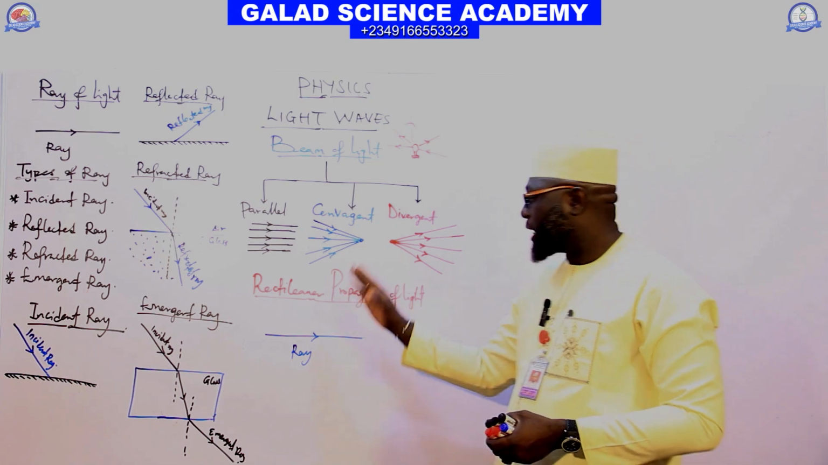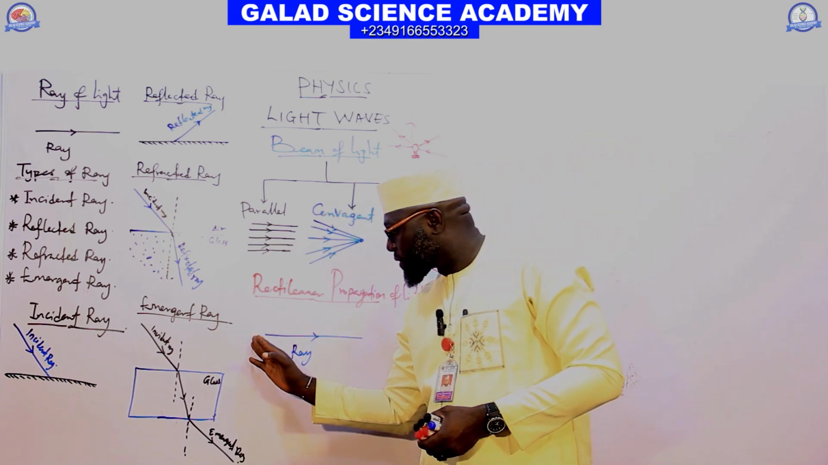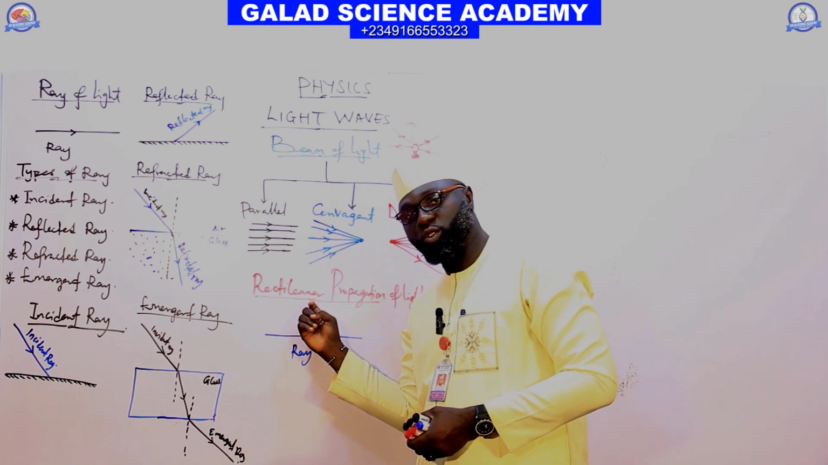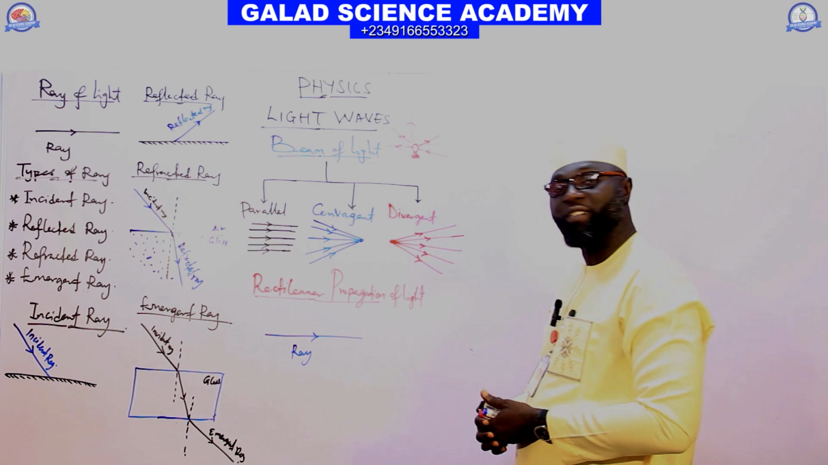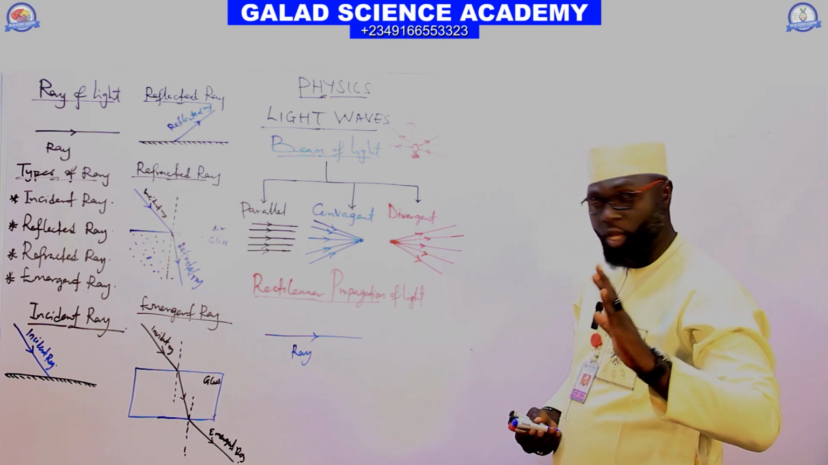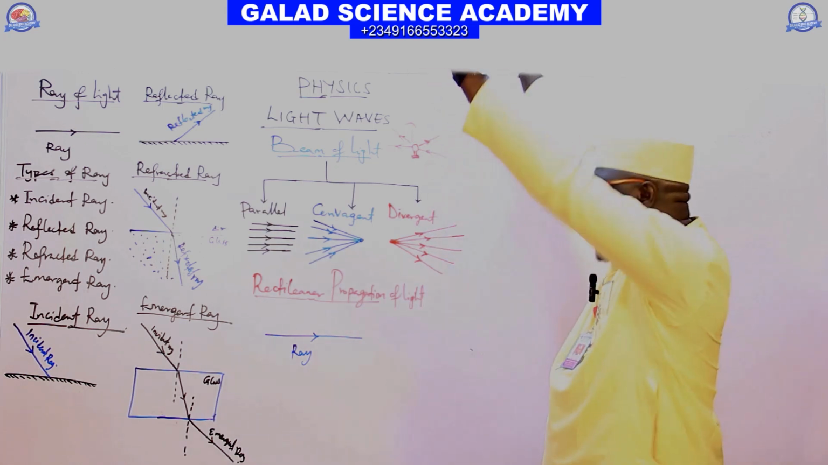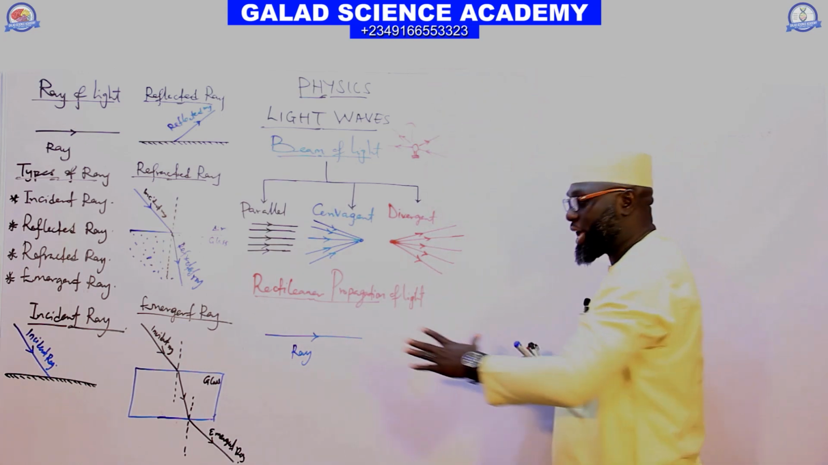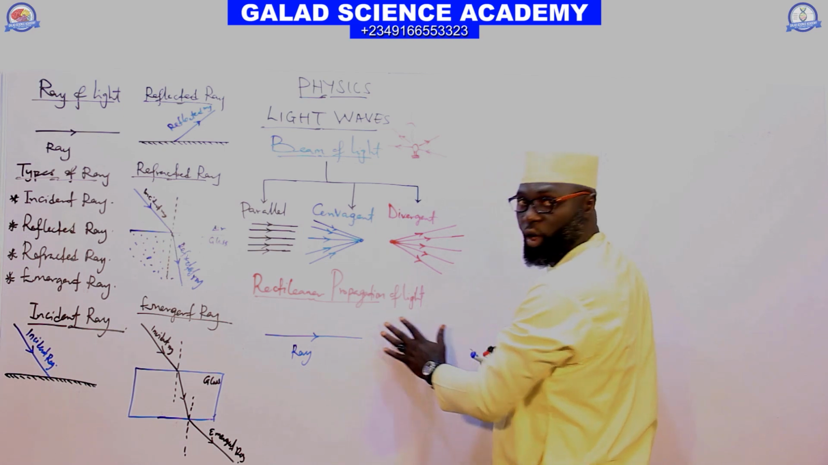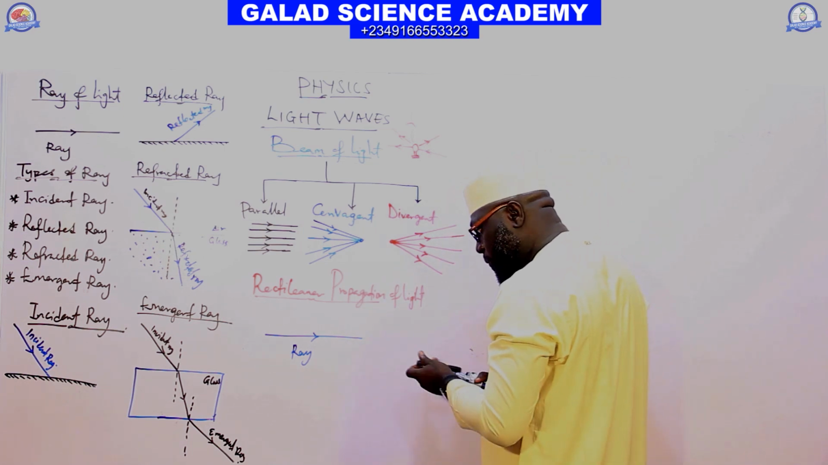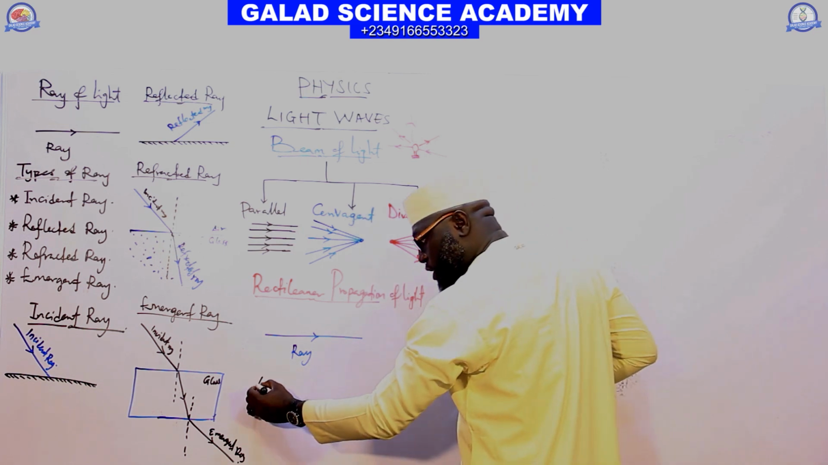And we have applications of rectilinear propagation of light. This rectilinear propagation of light has three basic uses or three basic applications. So what are the applications of rectilinear propagation of light? The first one.